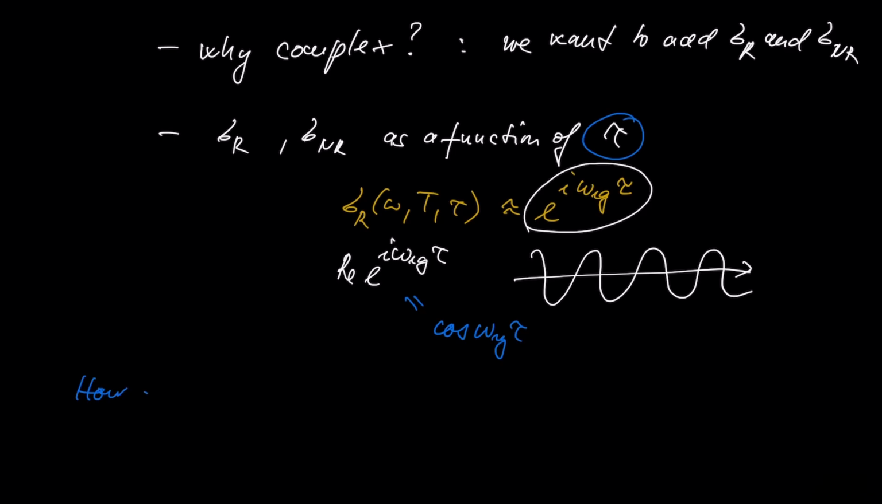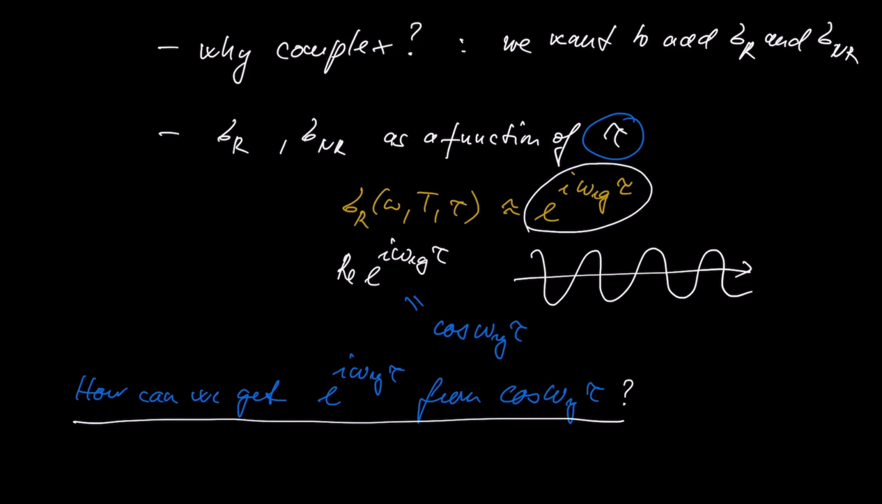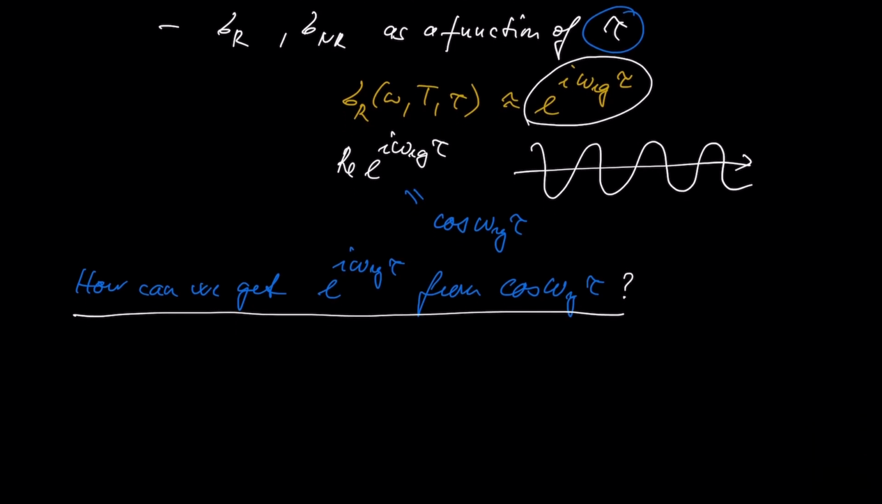So how can we get e to the power of I omega Eg tau from cosine, like this? This is nothing impossible. This is actually perfectly possible. If we had cosine, we could get e to the power of I omega Eg tau by realizing that cosine is just a sum of two exponentials. This is 1/2 e to the power of I omega Eg tau plus e to the power of minus I omega Eg tau.